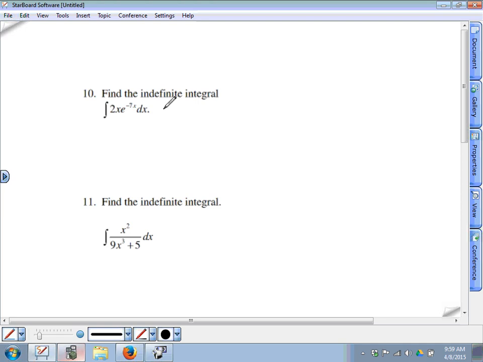Question 10 will be an integration by parts. So we want to let u equal something that when you take the derivative it becomes more simple, so it's going to be 2x. du is 2 dx. Now dv is something easy to integrate. e to negative 7x dx is pretty easy to integrate. The integral v is negative e to negative 7x over 7.